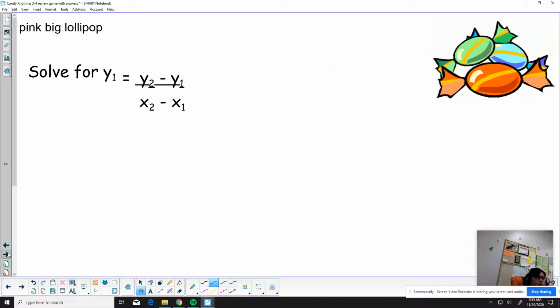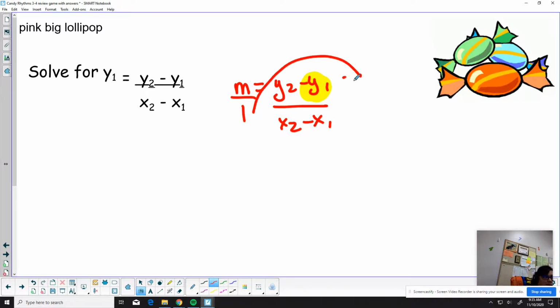All right, solve for y1. So this is from chapter 1. This is review. And although this is the slope formula, it's missing a letter. It's supposed to look like this. m equals y2 minus y1 over x2 minus x1. And I'm solving for this one, which means I need that y1 alone. So I'm going to treat this like a proportion. So second time we've had a proportion come into play here from middle school. So I'm going to multiply that side by 1.